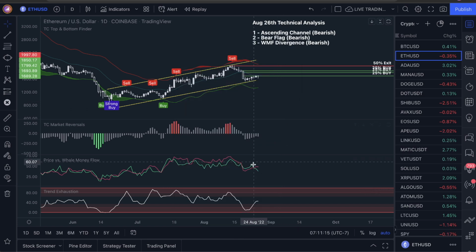A bearish divergence is when price action is going up and we've got money flowing out of the market. This usually means that retail traders are being abandoned to the upside, and we're starting to see the collapse of the price in the near future.